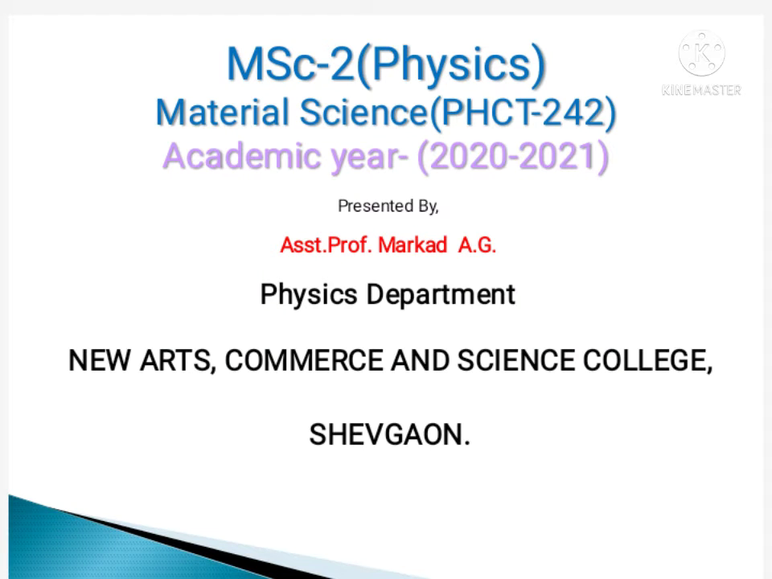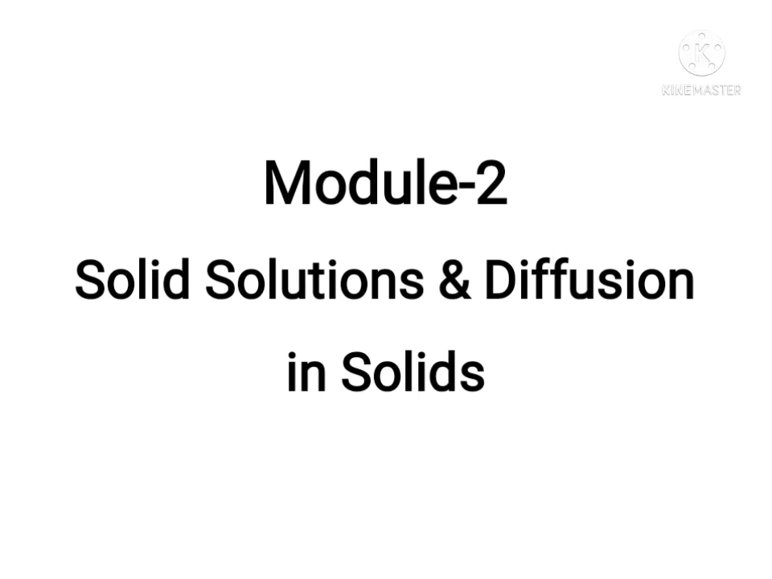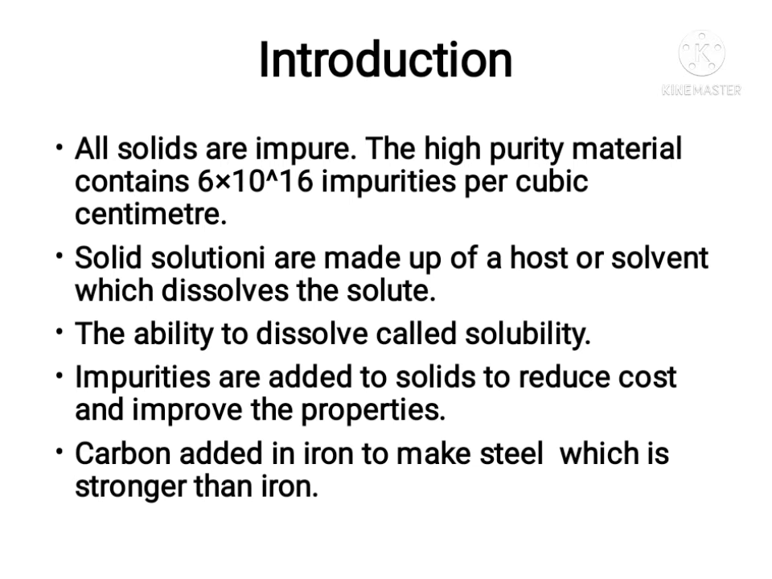Welcome students. Today we are starting the second chapter of material science, that is solid solutions and diffusion in solids. Let us see the introduction. We know a solution is made up of a solvent which dissolves the solute. The ability to dissolve is called solubility. Examples of solid solutions are alloys.